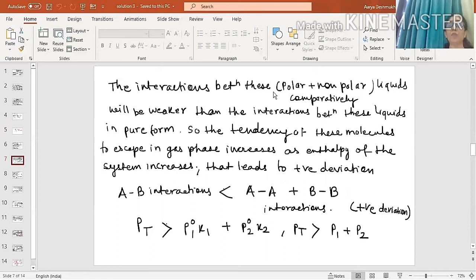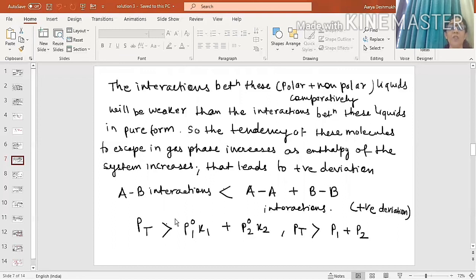It means that the interaction between the ethanol and water molecules will be weaker, as we have discussed earlier, than the interactions between the liquids when they were in pure form. The interaction between them is more in pure form than when mixed together. So the tendency of these molecules to escape into the gas phase increases, because it is absorbing energy and delta H is increasing, and that leads to an increase in the total vapor pressure of the solution. Though the interactions are weakening, there is an increase in the total vapor pressure of the solution, and that is what we call the positive deviation.